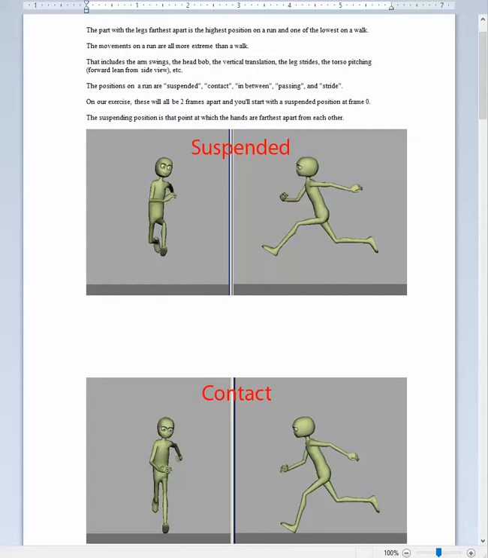Also in a run, something very important, and you can see it right there on the suspension, is that the stride is longer. It's bigger, basically, because you're going faster, trying to cover more, so you're extending your legs more, and the more you extend it, the more you'll make them think it is going faster.